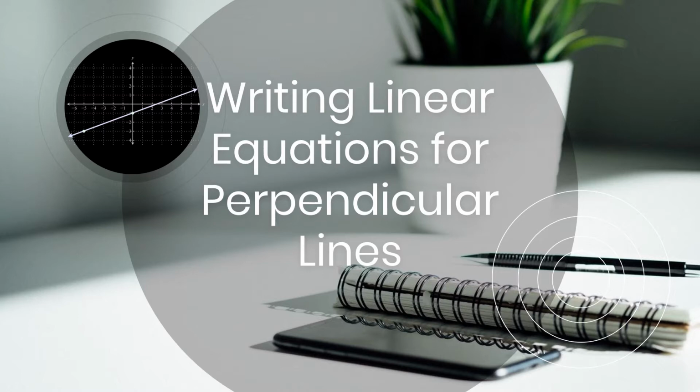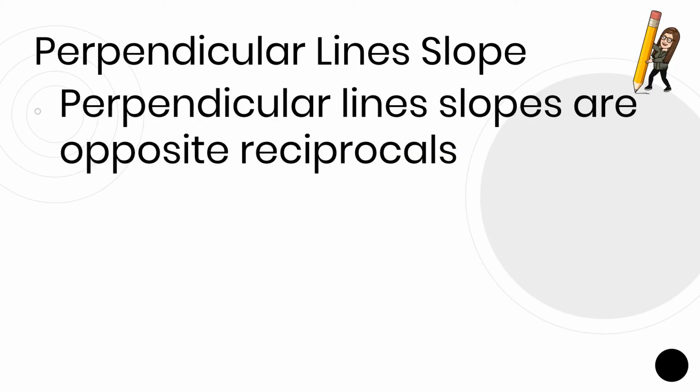We do have a note sheet for this, but if you do not have it already, you'll want to jot these down in your notebook. First, let's talk about a perpendicular line slope. Perpendicular line slopes are opposite reciprocals.